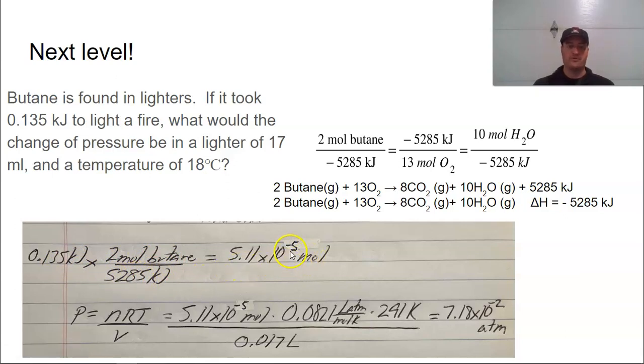I can then take that moles amount, put it into my PV equals nRT, and see that there would be a small pressure change based upon this here. And you might say, well, isn't that the final pressure? No, because this is the amount of moles that changed. So this is the amount of moles that changed. Therefore, this would be my pressure change.